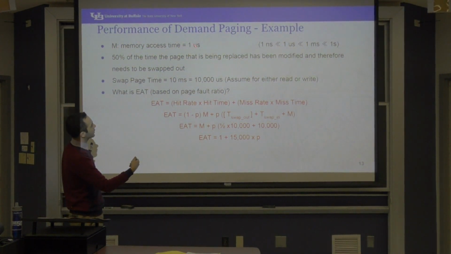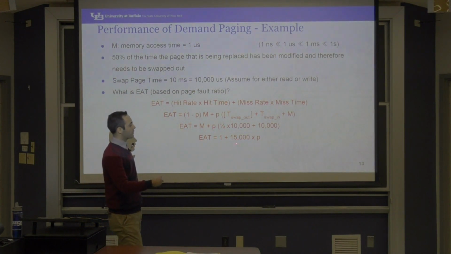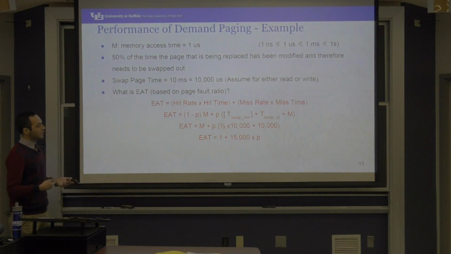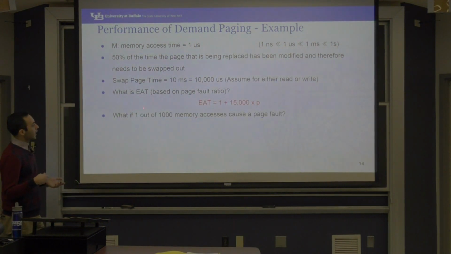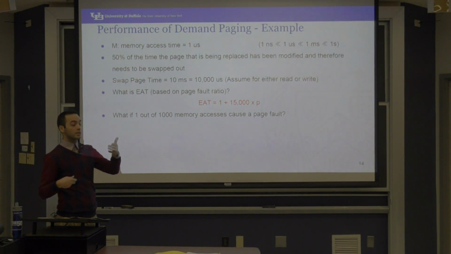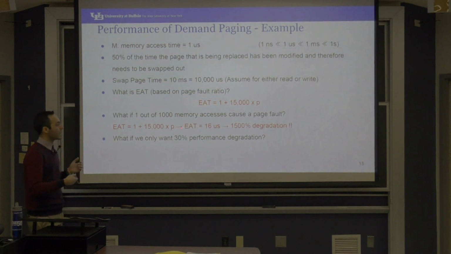The memory access time has been told is 1 microsecond. And this one is 15,000 times P. So this is the effective access time. So now the question asks, out of every 1,000 references, if one of them is a page fault, what would be the result? You basically take 1 out of 1,000 as P, multiply it, and then the effective access time is 16 microseconds.